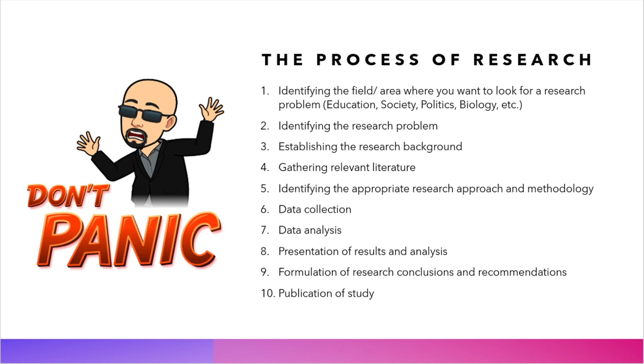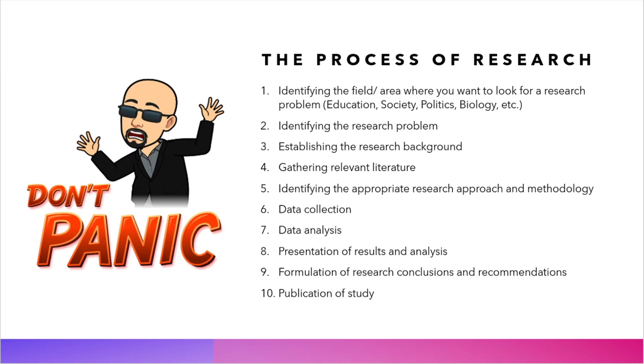After you have identified that research problem, you are now going to establish the research background. So this is the part where you read. You look at the history of the phenomenon. How did it come about? How did it start? Where did it start? And how are other places in the world and other places in the country experiencing this particular phenomenon or this particular problem? By that, you gather relevant literature. You read in order for you to enrich your understanding about the problem and for you to enrich the understanding of your readers regarding the problem.